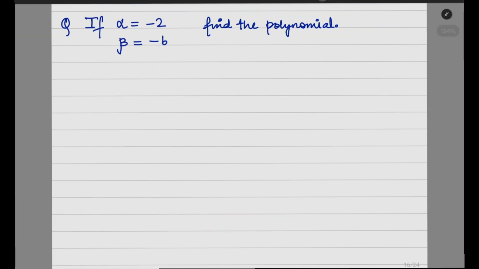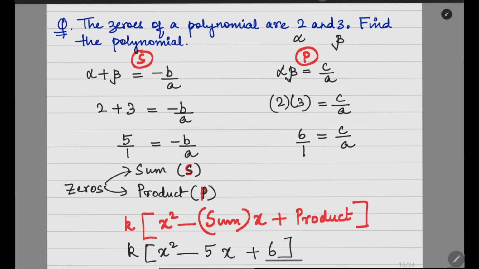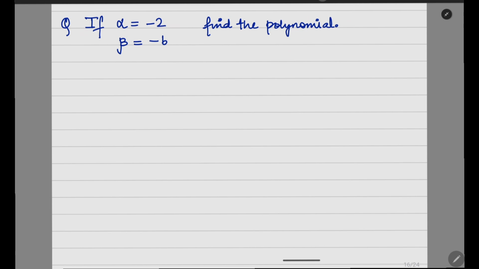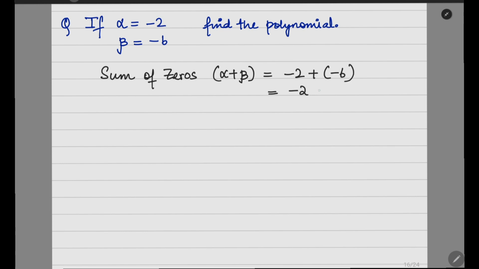Given, again, alpha and beta, find the polynomial. Extremely easy. Now we saw this, right? So you are given minus 2 and minus 6. Let alpha and beta be given. What is the sum of the zeros? That's the first thing. Alpha plus beta you have to find out. Minus 2 plus minus 6, which is nothing but minus 2 minus 6, which is minus 8. Okay, so this is the sum.